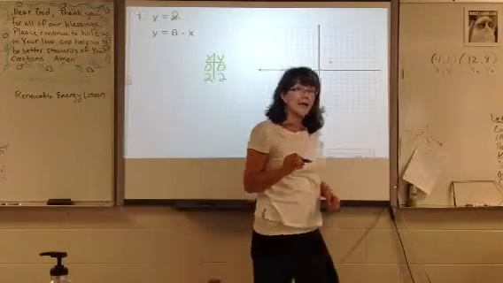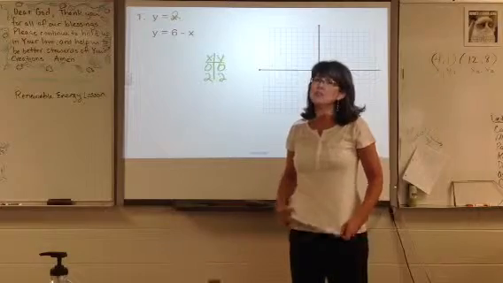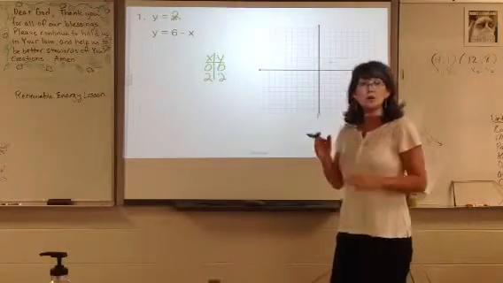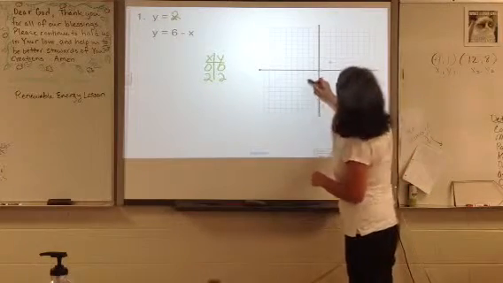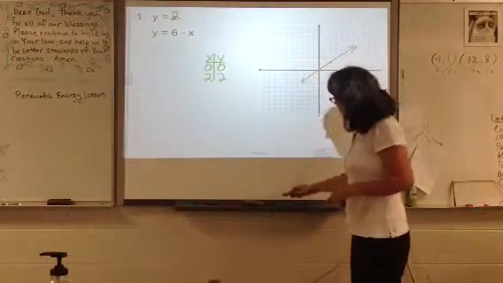Now, in the past, I haven't cared if your lines were a little wobbly, but in this section, you need your lines to be really, really straight, because we need to see where they cross. So use a ruler or a straight edge unless you're really, really good at making straight lines. So there's my first line.